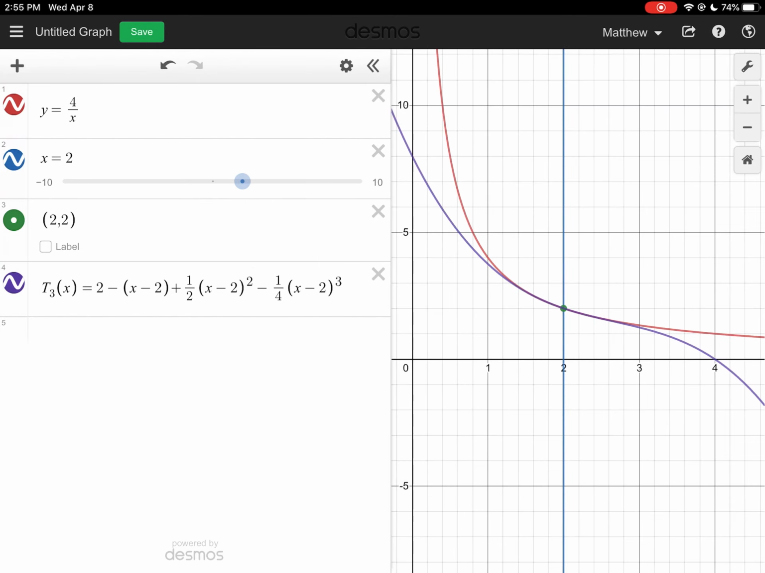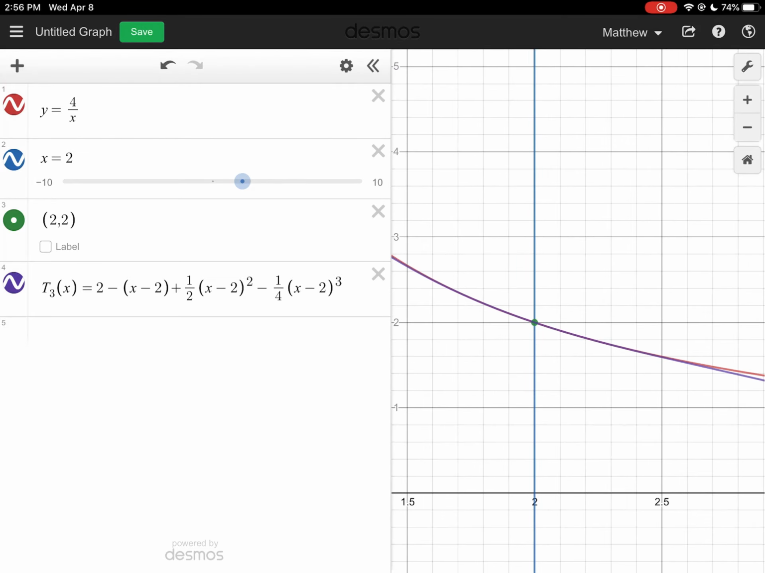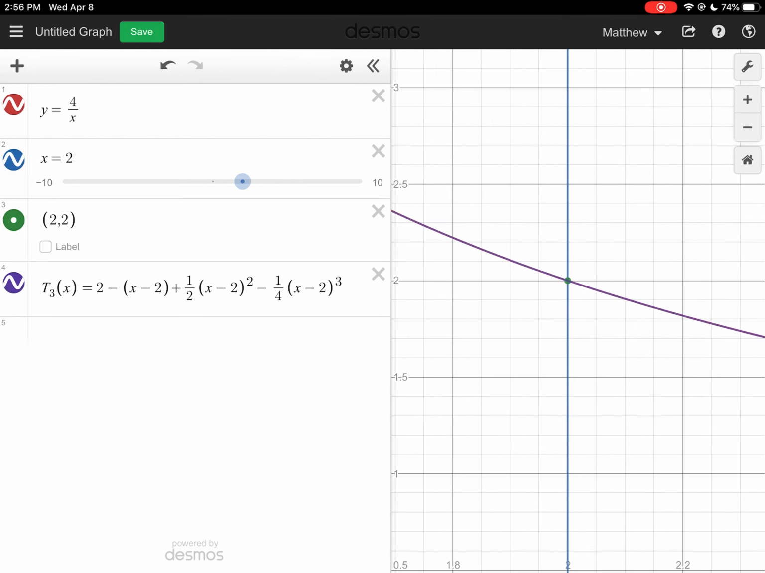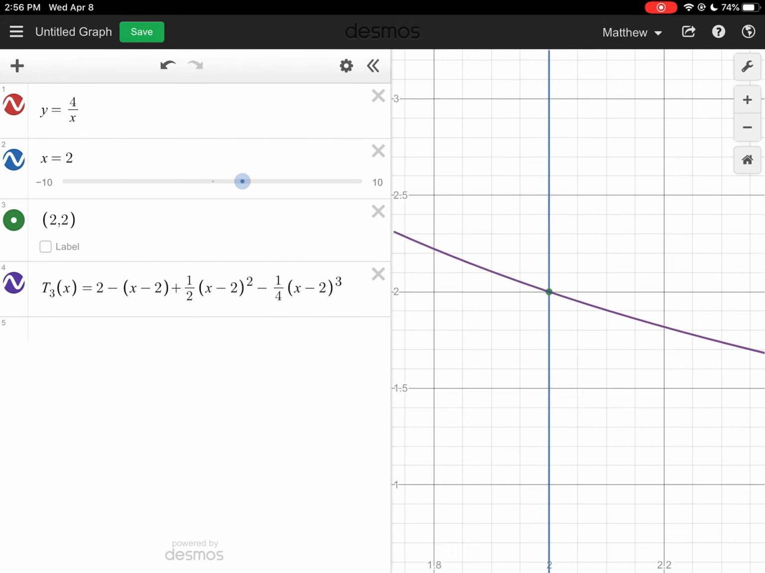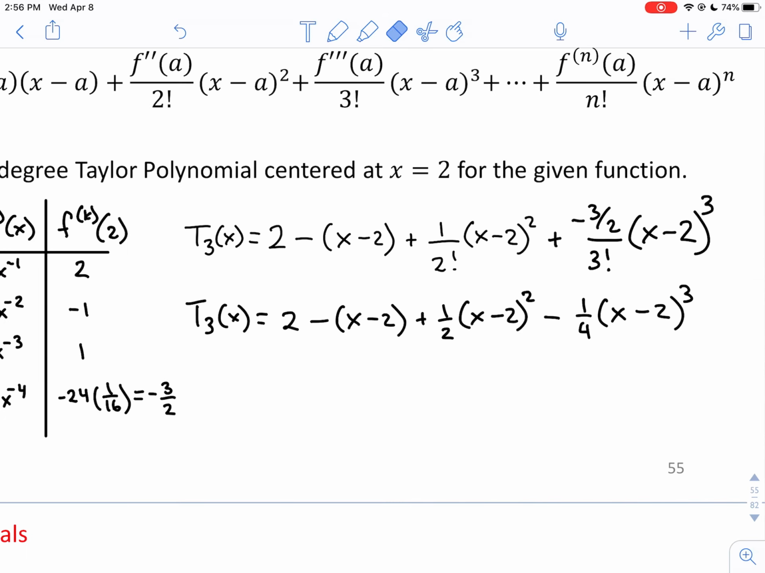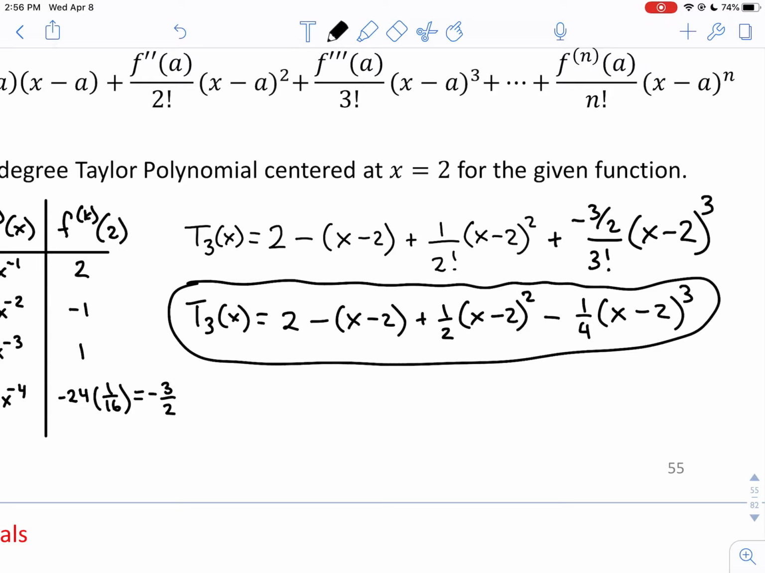And at the point (2, 2), the red curve and the purple curve share 4 things in common. They have the same y-coordinate, they have the same slope of the tangent line, they have the same concavity, and they have the same 3rd derivative as well. And it winds up producing a graph that when you zoom in, you really can't tell the difference between the original and the approximating polynomial. Okay, that's our 3rd degree polynomial right here.